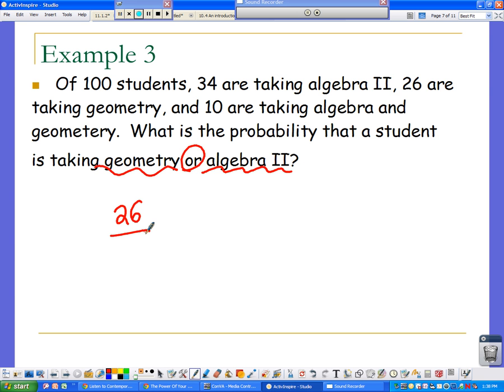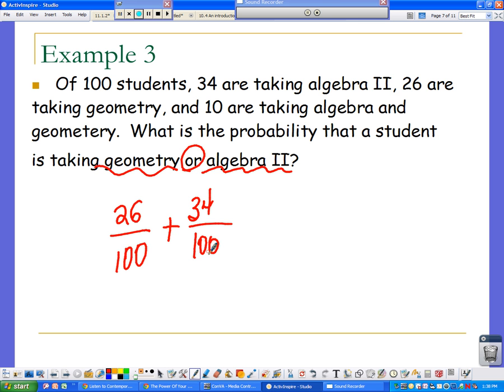Now this is like the one that we did in the last lesson with your cousin's farm. You can't simply add up 34, 26, and 10. A lot of times they will give you the information, and in this case, we have a total of 100 students. That word or means we're going to add, and then we need to find out how many students we have that are taking Algebra 2. And we have 34 of them that are taking Algebra 2 out of 100.